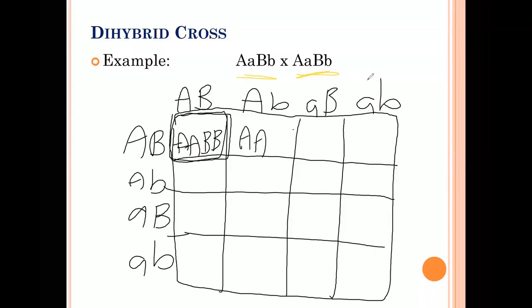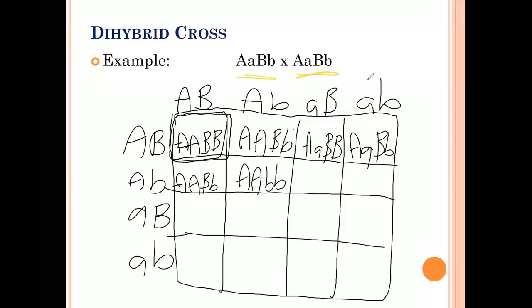Big A, big B, little b. Okay, do you see where we're getting those letters? You take the combination of letters that are on the top and the combination of letters that are to the left, and you combine them into the box. So this one would be big A, little a, big B, big B, big A, little a, big B, big B. And then I just keep going. Big A, big B, little b, big A, little b, little b, big A, big B, little b.